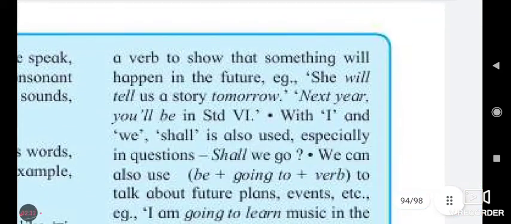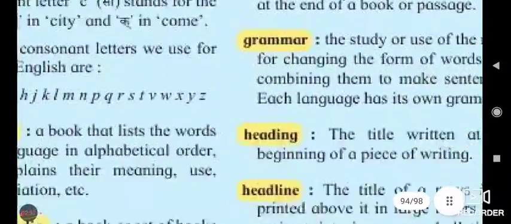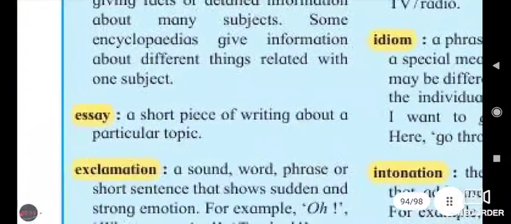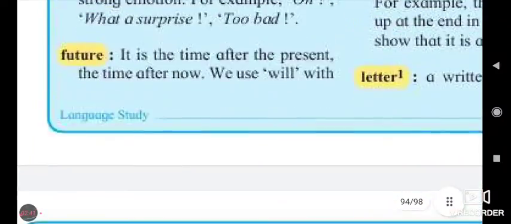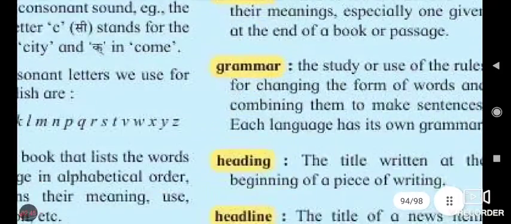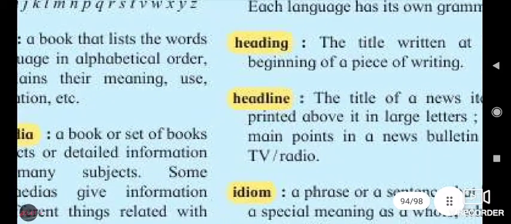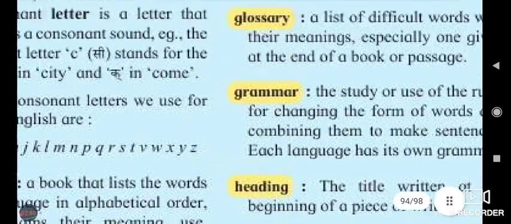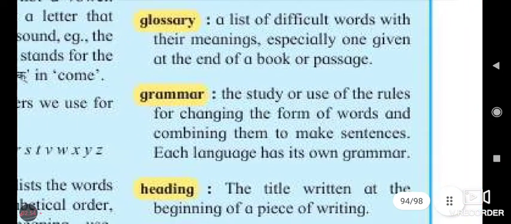A verb is to show that something happens. Here we have a verb, not encyclopedia. Another is grammar, the study or use of the rules for changing the form of a word and combining them to make a sentence. Each language has its own grammar.